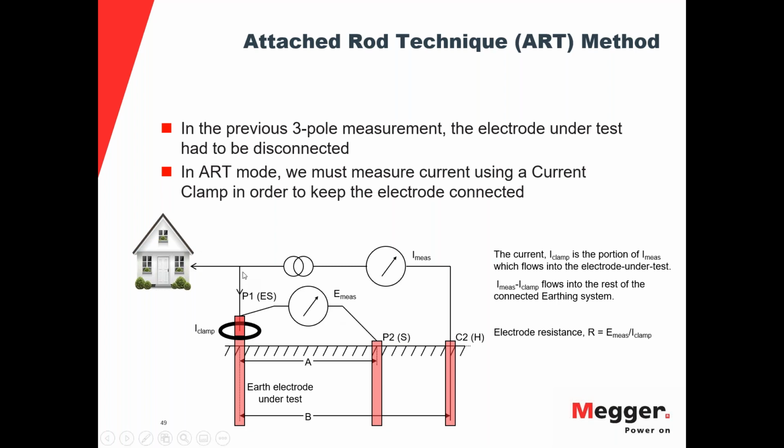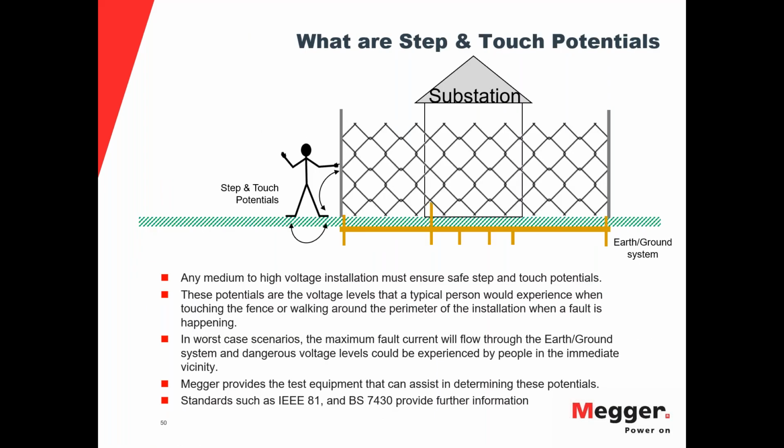This current here is current from the existing circuit that you have. Maybe if you have some ground fault, then there will be a current here. And that current should be deducted from the total current because it's not actually from the measuring current. Okay, so that's why we need to put the clamp here. And that is what we call the attached rod technique. So those are the methods that I believe can be used for any electrical or earth system.